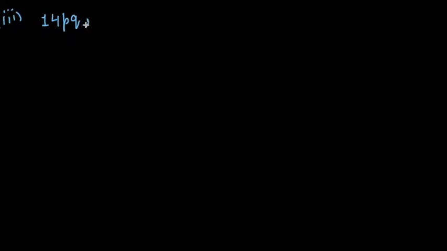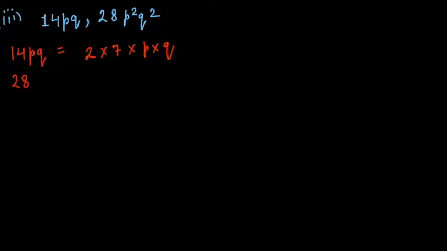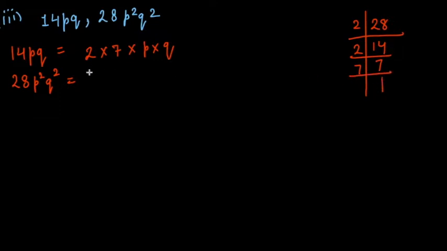The third part is 14pq and 28p square q square. You have to write the factors. For 14pq, we know 2 sevens are 14, so I can write it as 2 into 7 into p into q. The next term is 28p square q square. Now how can I expand 28? 2 sevens are 14 and 2 fourteens are 28. It means 28 can be written as 2 into 2 into 7. Then p square you have to expand twice because the power of p is 2, and similarly q square, which you have to write as q into q.